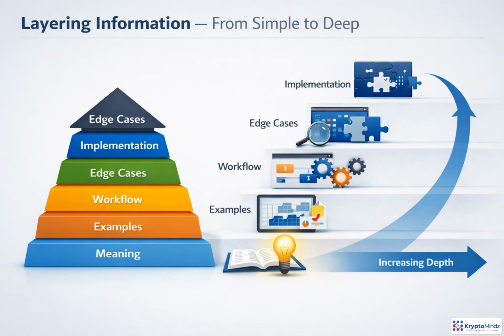Layering is how you prevent cognitive overload. Start with the simplest meaning, what the idea is and why it matters. Then add architecture, workflow, examples, edge cases, and only later implementation detail. Each layer gives the learner a stable place to stand before the next one appears. It also lets you adjust depth. Beginners may need meaning and examples. Advanced learners may be ready for exceptions and code-level decisions.